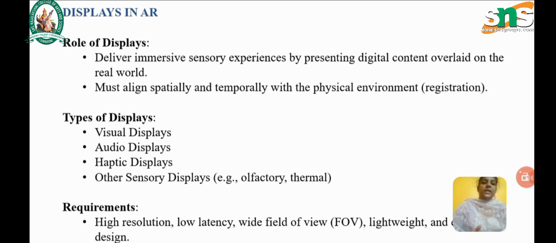The types of displays are visual display, audio display, haptic display, and other sensory displays. Now let's look at the different types. First is the visual display. These are the most common. They show images and graphics. Examples include AR headsets like the Microsoft HoloLens or smartphone-based AR apps.